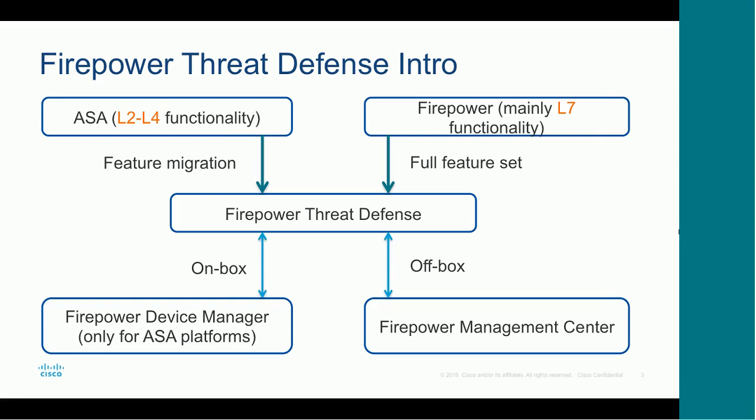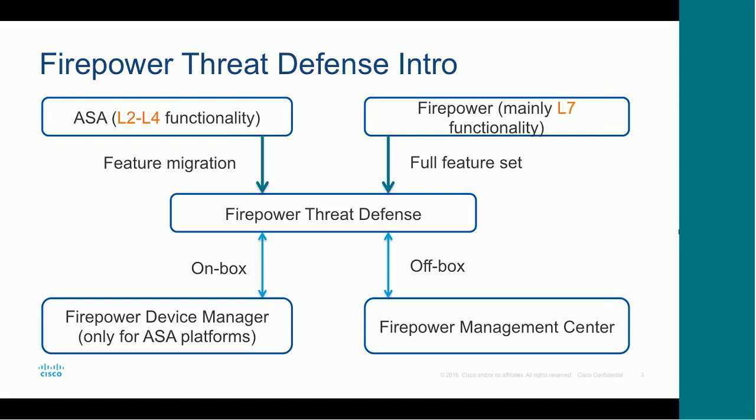Firepower Threat Defense is a combination of two operating systems. Firepower, which includes mainly Layer 7 functionality, and ASA, which covers Layer 2 to Layer 4 functionality. We combine them in a single operating system, and it has the full feature set of Firepower, and we're in the process of continuous migration of all the features that were available on ASA.